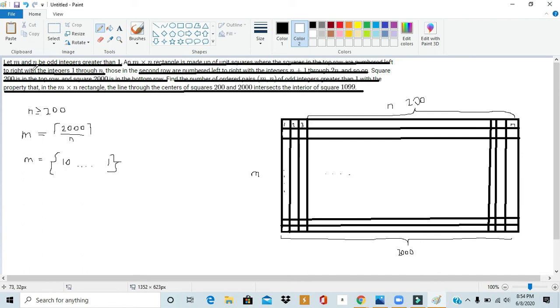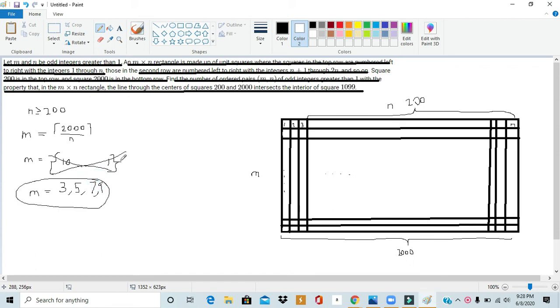However, it says that m and n are both odd integers. So that automatically eliminates all the even elements in this set. And it also says it's greater than 1, so we can eliminate 1 as well. So all the elements in this set that are odd and not 1 are 3, 5, 7, and 9. So we know that these are 4 possible values for m using these two relationships.